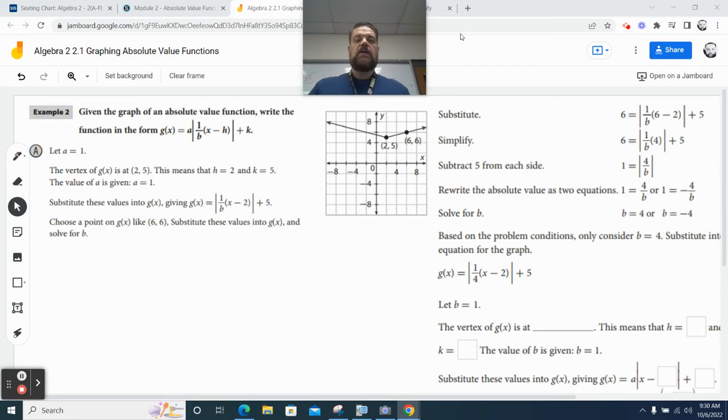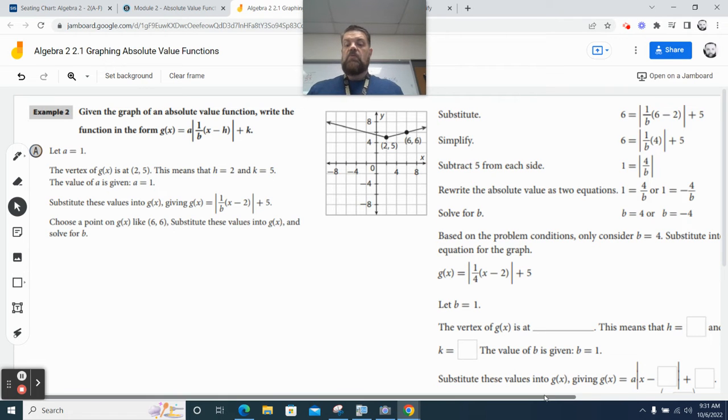All right. So given that the graph of the absolute function, write the function in the form g of x is equal to a times the quantity of the absolute value of 1 over b times the quantity of x minus h, plus k. Let a equal 1. And it says the vertex is 2, 5. That means that h is 2, k is 5. The value of a is given. So basically, we got to figure out what b is. Also, choose a point on g of x like 6, 6 to substitute the values in for g of x.